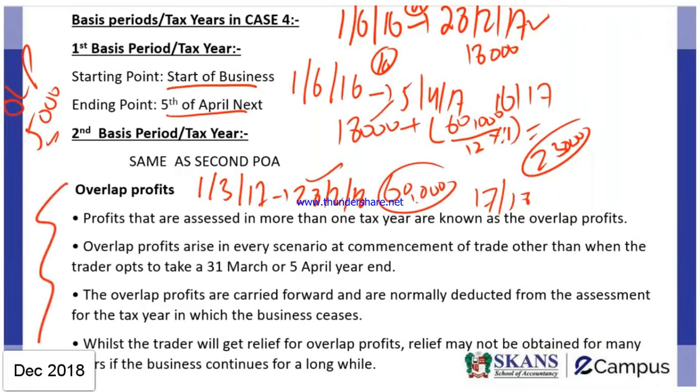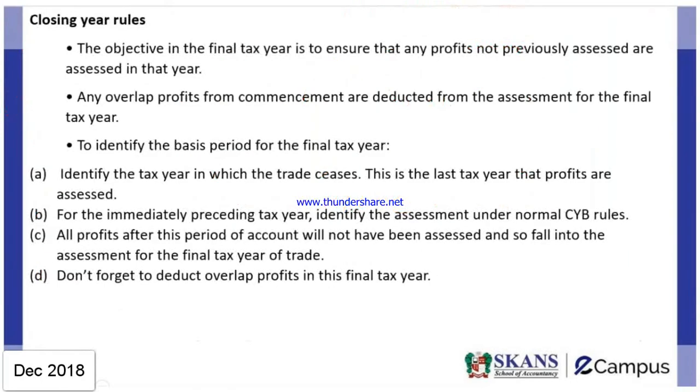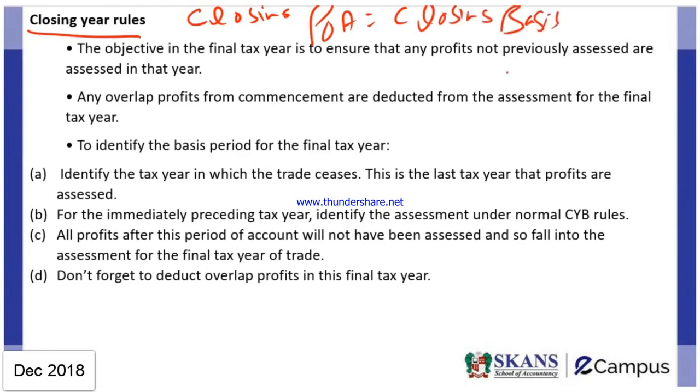As I discussed with the overlap profit, there is no need to read these lines, so you read at your own. But I hope you have understood what overlap profits are. Now the closing year rule, this is very straightforward. That simply says that the closing period of account is the closing basis period. Whatever the closing period of account, it may be of 12 months, maybe of 8 months, maybe of 10 months. So this period of account is the closing basis period.